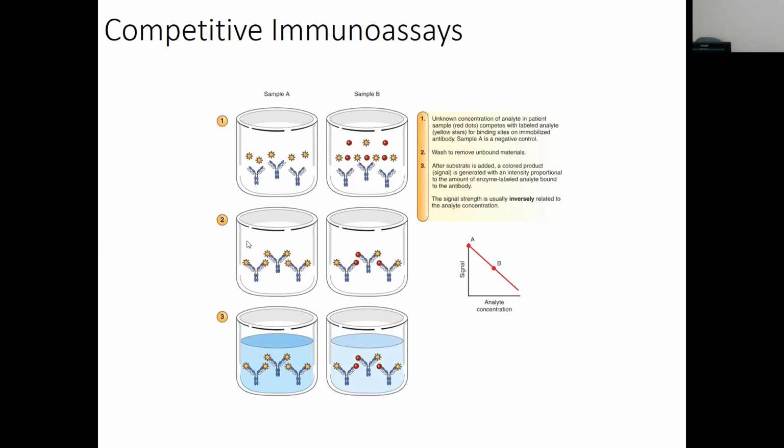Everything changes. Sample B, all right, got patient B, got some flu, right? That's the red antigen. It's not labeled, right? The unknown concentration of the analyte from the patient, the red dots, competes for the binding sites on the IgGs. Thus, the reds aren't labeled. It's not like that's a red light. Those are not glowing. The suns are glowing. So we get a decrease in the color, number 2. So number 2 would indicate a positive test. Number 1 would be a negative test.